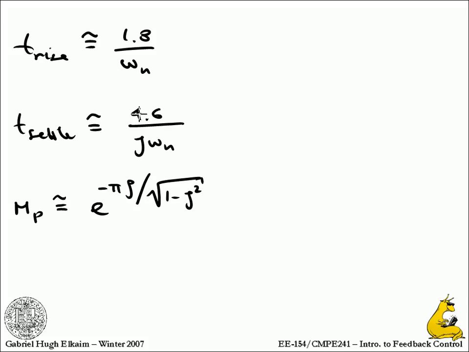The settling time is 4.6 divided by zeta omega n, and these are all approximate; they're not exact. And lastly, the overshoot is approximately equal to e to the minus pi zeta divided by the square root of 1 minus zeta squared.